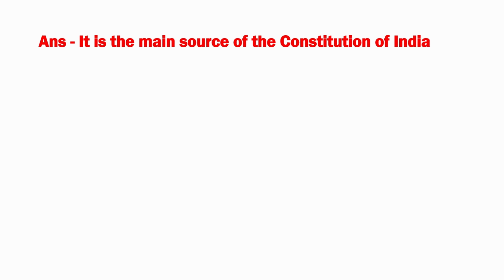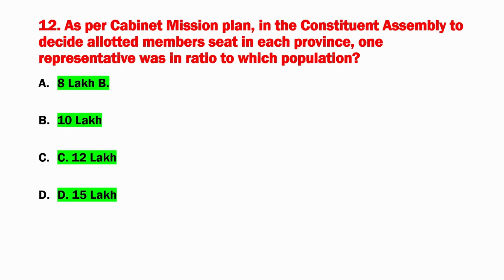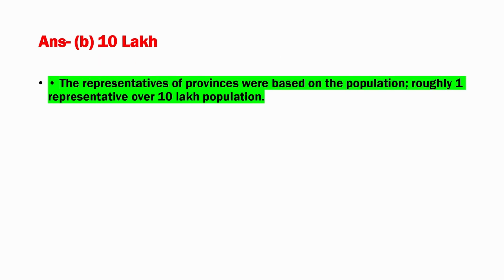12. As per the Cabinet Mission Plan, in the Constituent Assembly to decide allotted members' seats in each province, one representative was in ratio to which population? The correct answer is B, 10 lakh. The representatives of provinces were based on the population, roughly one representative per 10 lakh population.